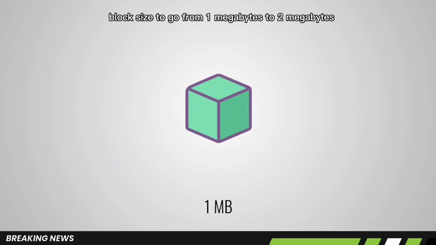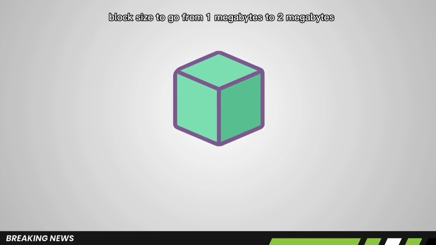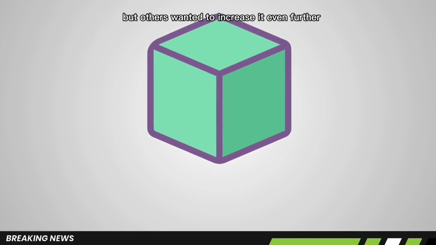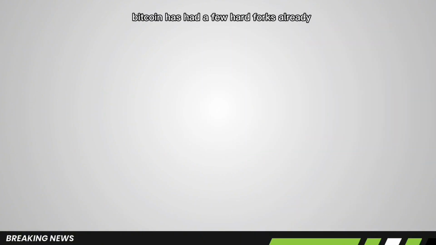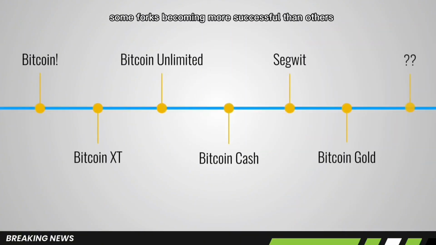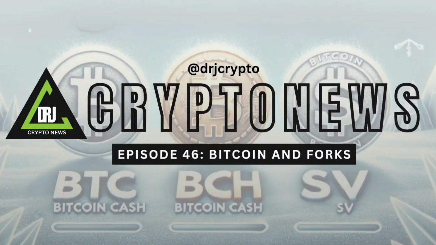Some wanted the block size to go from 1 megabyte to 2 megabytes, but others wanted to increase it even further. When matters couldn't be settled, both groups decided to go their own way. Bitcoin has had a few hard forks already, some forks becoming more successful than others. But it's not the only one. Also, Ethereum has had a hard fork when it split into Ethereum and Ethereum Classic.